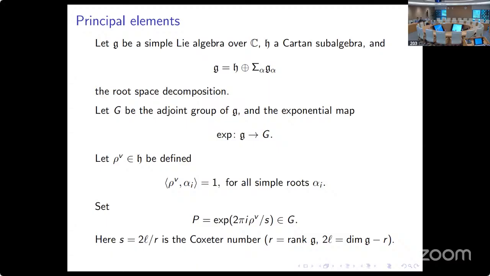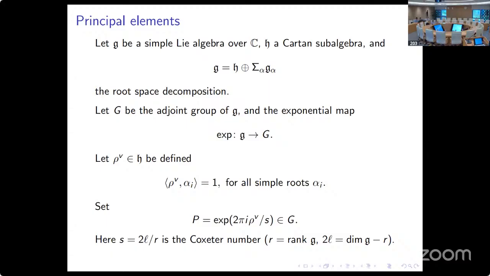So this is the pairing. The root is in the dual space, so this element is in the Lie algebra. We pick up this particular element. This is the one that plays the role of the Hamiltonian when we deal with all kinds of representations.